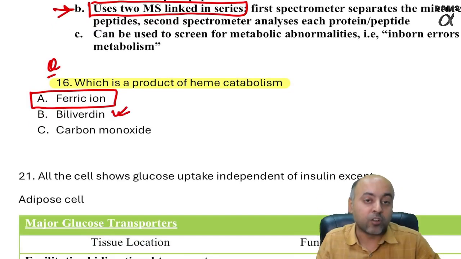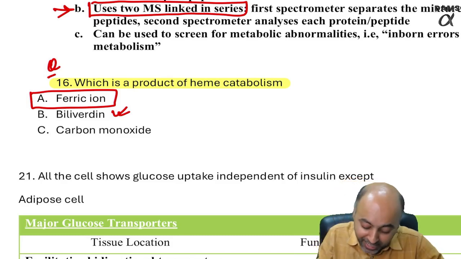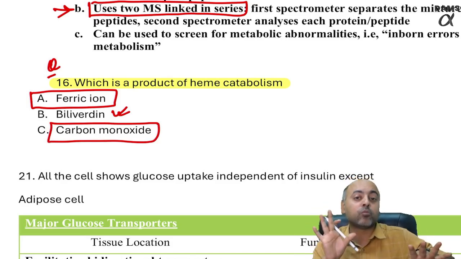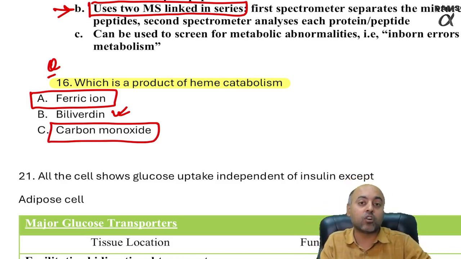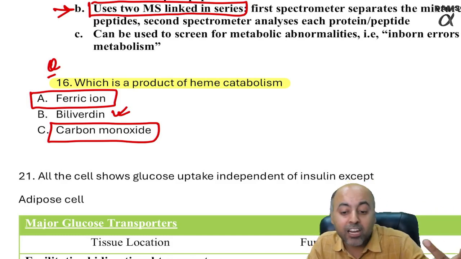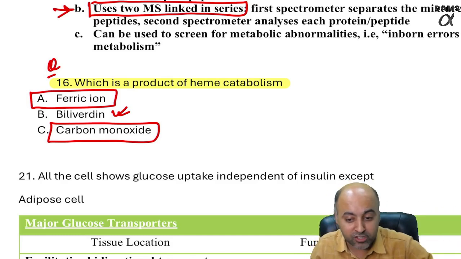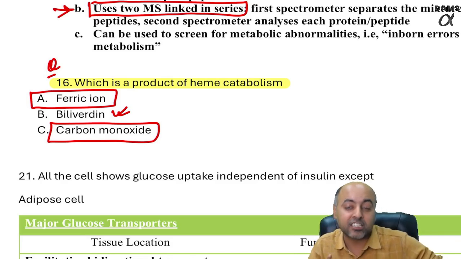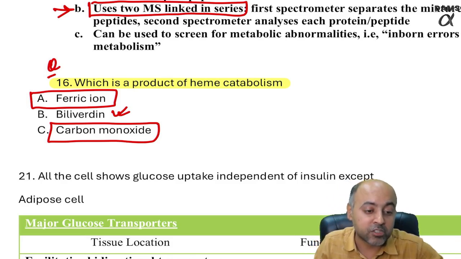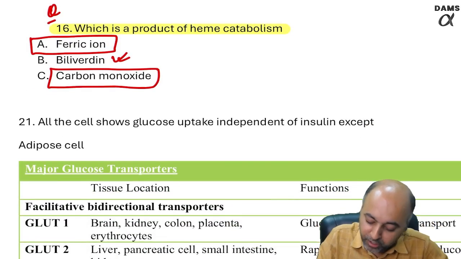Second, biliverdin. One heme will give you one biliverdin, and most importantly, carbon monoxide. Only reaction where physiologically carbon monoxide is produced. So you remember these three things on the breakdown of heme: we get biliverdin, we get the ferric iron, and we get the carbon monoxide. Not ferrous iron, not carbon dioxide. Please don't make that mistake. These three are very important.